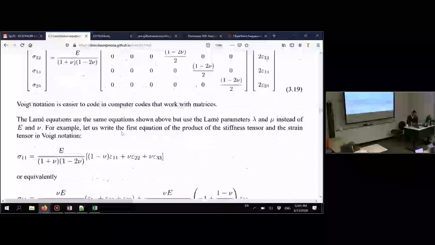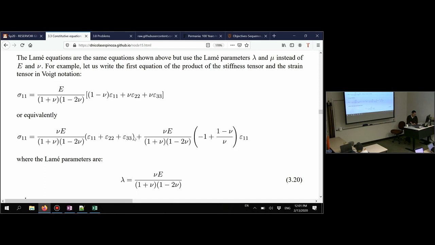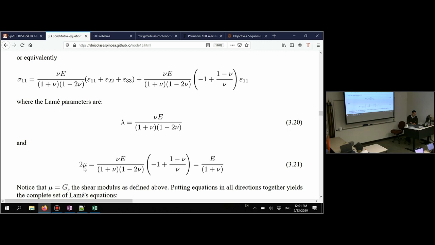Here I have one more example that probably you heard about, which are the Lamé parameters. And the Lamé parameters, lambda and mu, they are just two other ways of characterizing the elastic properties of a solid. So instead of using Young modulus and Poisson ratio, sometimes it's more convenient to use lambda and mu, where again lambda just depends on Young modulus and Poisson ratio, and mu is just the shear modulus. So mu is equal to G, but with the Lamé notation, usually it's called mu instead of G.